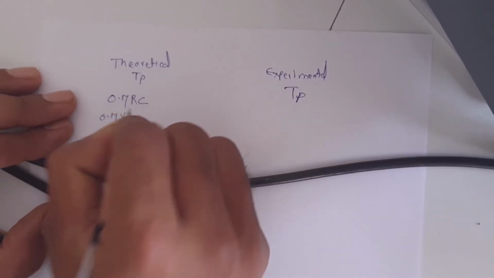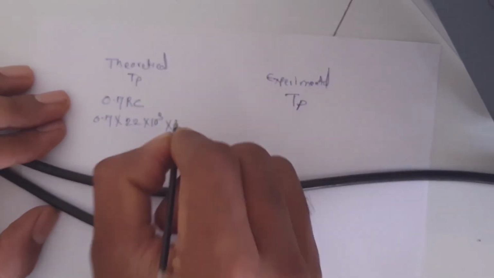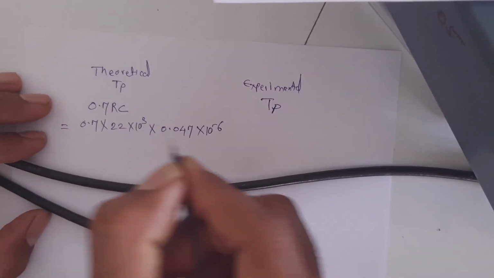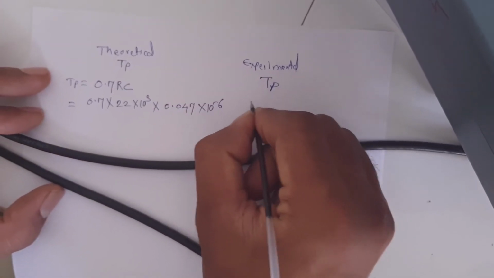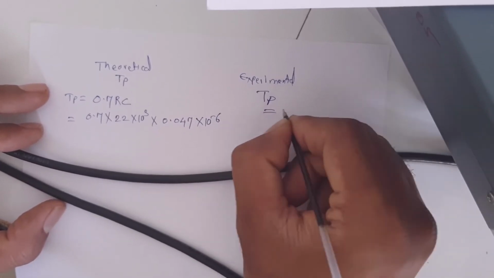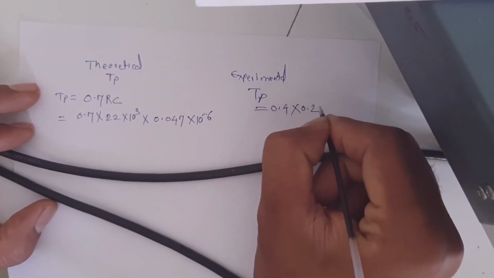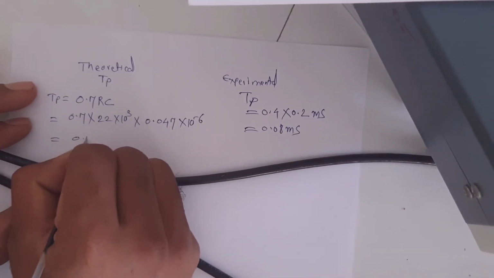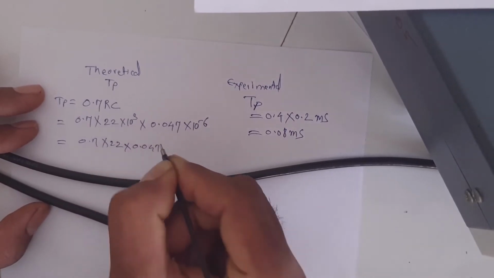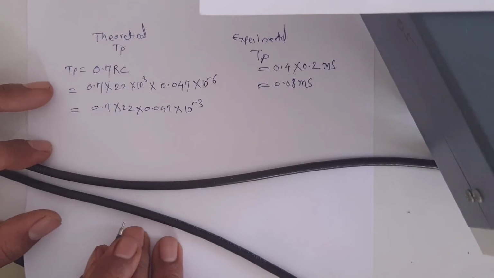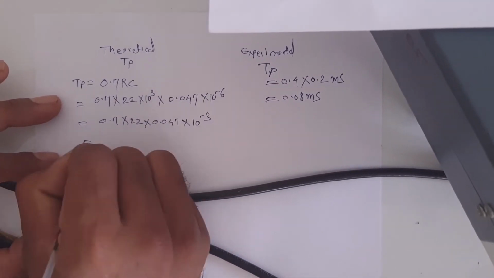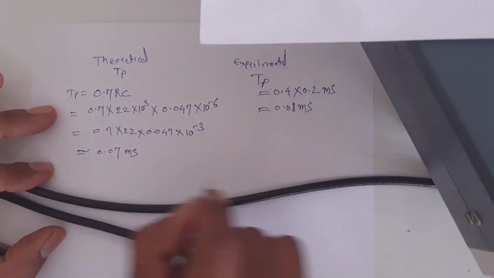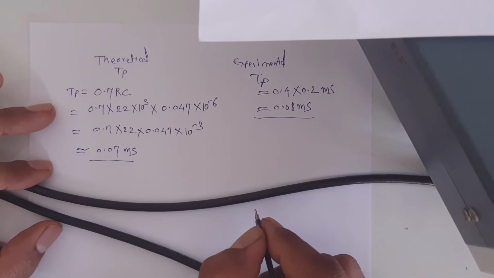So in this case 0.7 into R, 22 kilo ohm, and C is 0.047 microfarad, 10 raised to minus 6. This is theoretical TP. Experimental TP we know is 0.4 centimeter into time base 0.2 millisecond, so this is 0.08 millisecond. And theoretical is 0.7 into 22 into 0.047 into 10 raised to minus 3. After calculating this, we'll come to know that this is approximately equal to 0.07 millisecond. So our theoretical value matches with the experimental value.